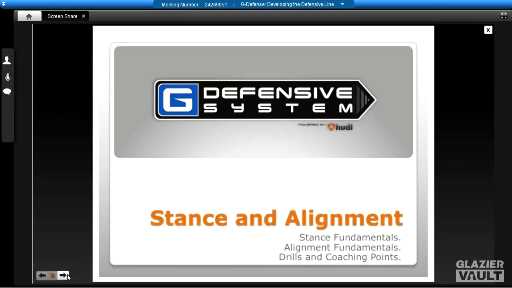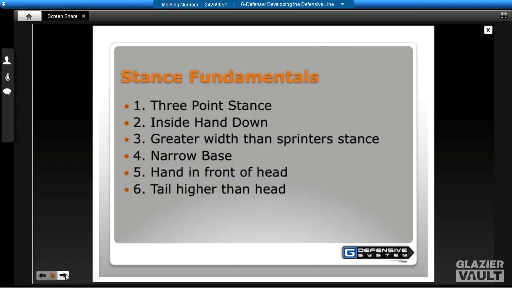And what I'm going to do is break these down. I'm going to talk about all these, and I'm going to talk about the different fundamentals that we use. So the first section is going to be stance and alignment. Really believe in stance and alignment.